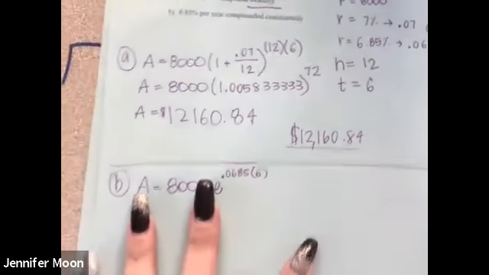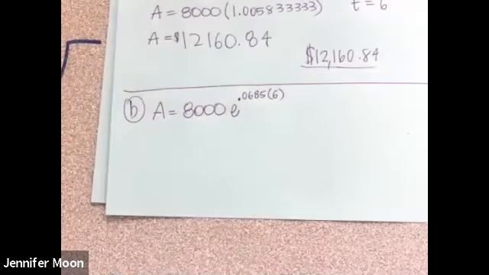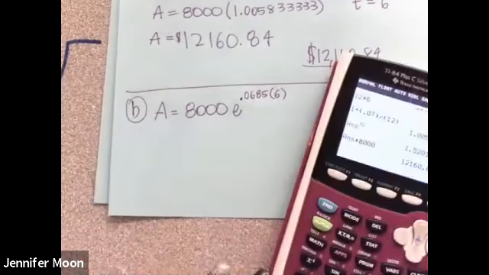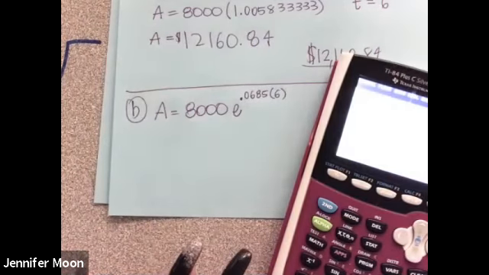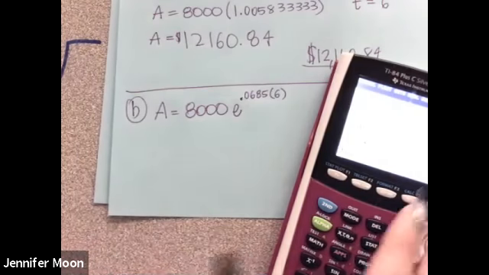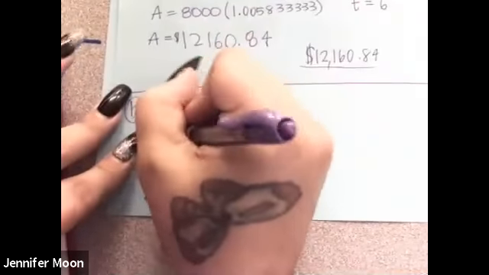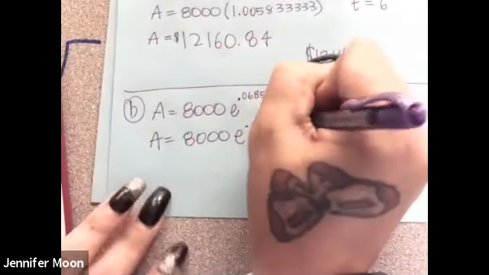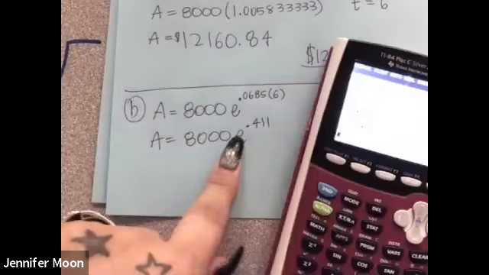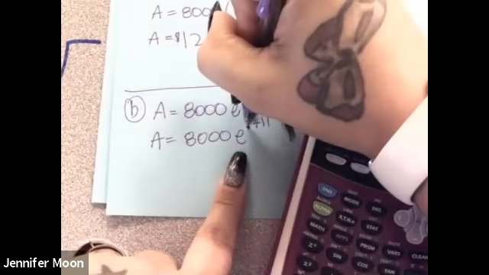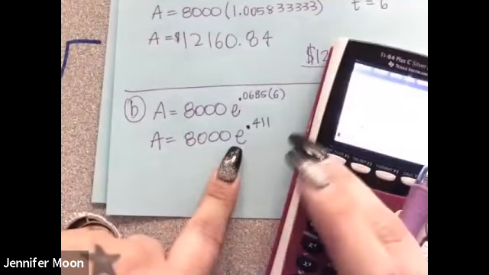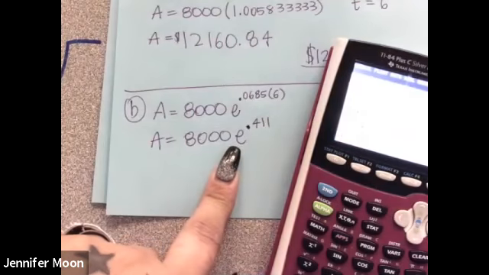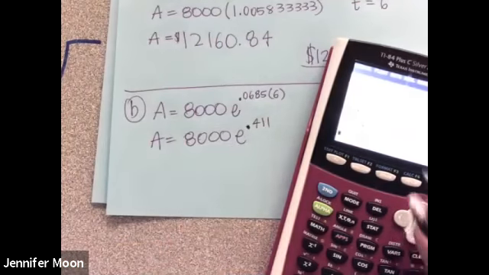Order of operations, do that multiplication in your exponent first. Just multiply them together. 0.0685 times 6 equals 0.411, right? So A equals 8,000 times E to the 0.411. Now let's actually raise E to that. So that's second, and then the division symbol, second division symbol, caret 0.411, equals.